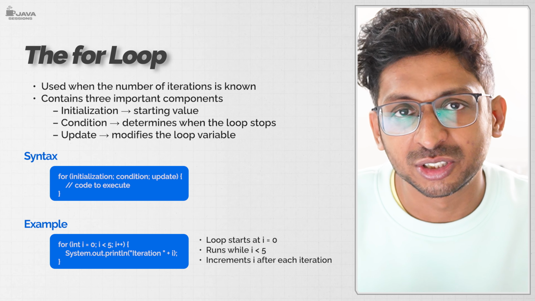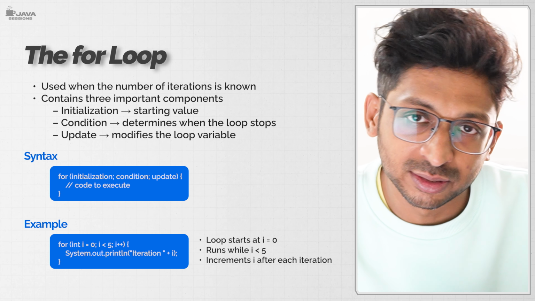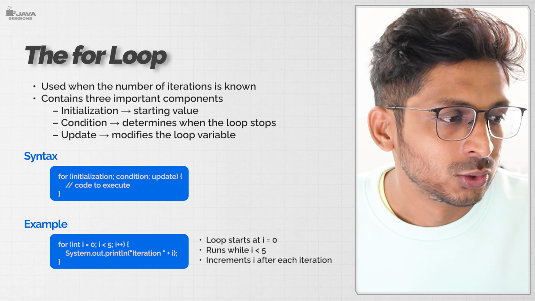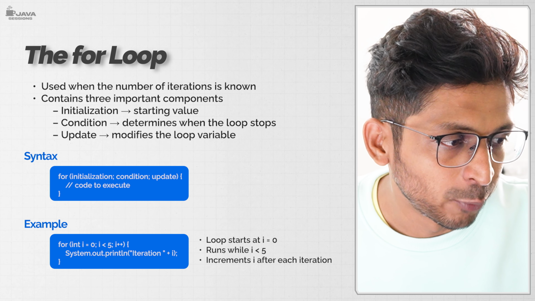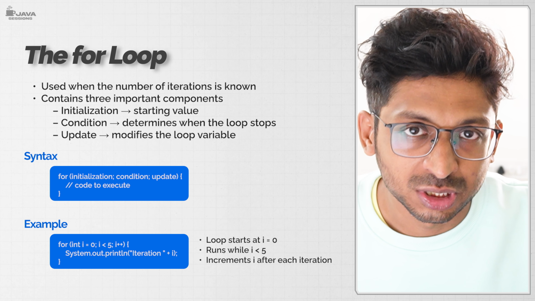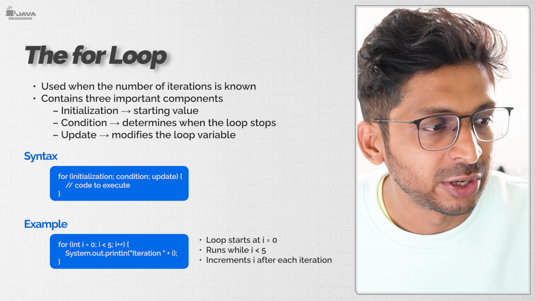So it has to change that value of the counter so that after a point, the second component, that is the condition, evaluates to false, and that's when the for loop exits. So the update part is also very important. So this is how you define the syntax for it. In this example, the loop starts at i equal to 0 and the condition is i less than 5 and i plus plus.